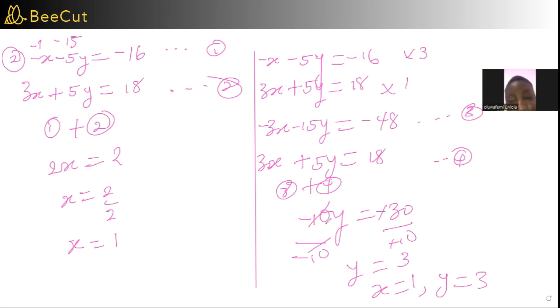All right. We come to the end because I said we're adding equation 3 and 4 together. So when you add this, it gives me 0. Negative 3 plus 3 gives 0. Then negative 15y plus 5y gives me negative 10y. So you divide by negative, then you have your y to be 3.